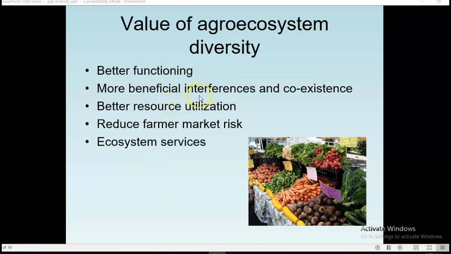The value of agroecosystem diversity, this is important to look at. I actually do a lot of grant writing in sustainable ag, and I thought it was a wonderful list when I read this in our textbook, and it makes a lot of sense. The value of diversity is that you have better functioning. You do have better nutrient cycling, hydrological cycling interactions. You have more beneficial interactions and coexistence among species.